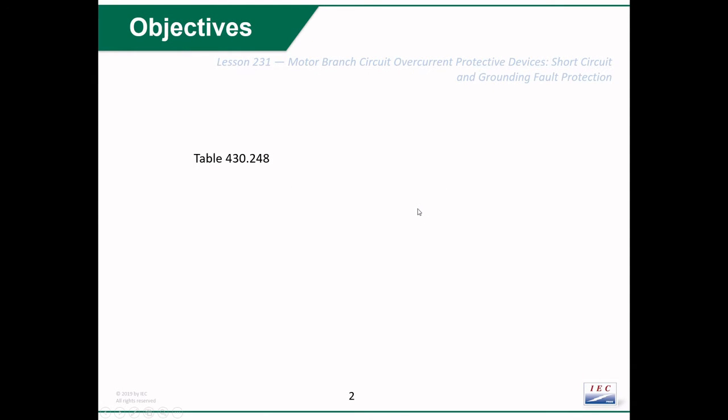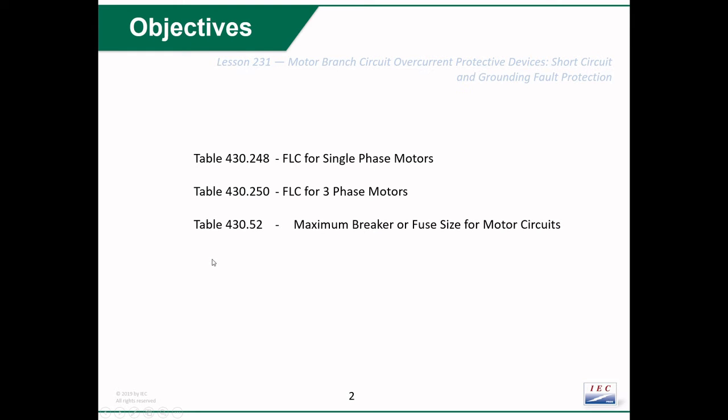So right off the bat, we have some tables we need to reference. Table 430.248, that should look familiar. That's your full load current single phase. 430.250, full load current three phase. Now we're going to introduce 430.52. That's actually going to give us the maximum breaker or fuse size for motor circuits, and we'll take a look at that here in a moment.